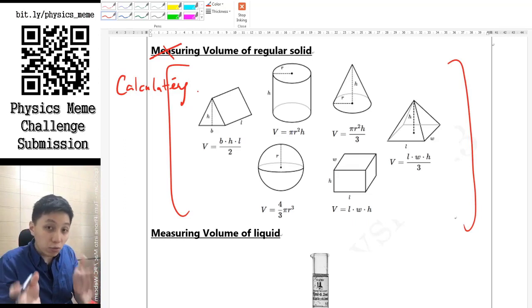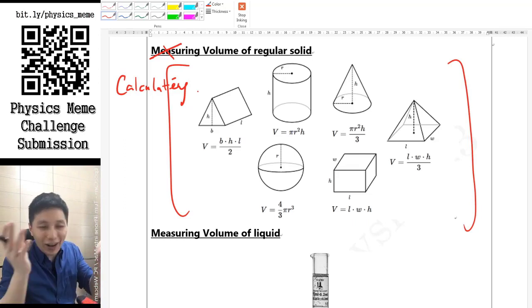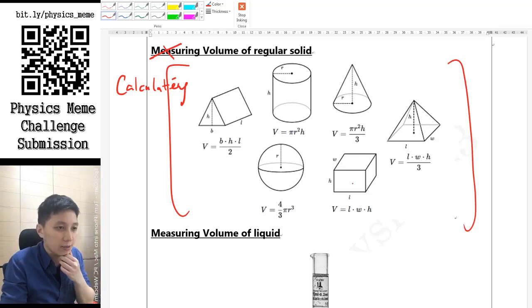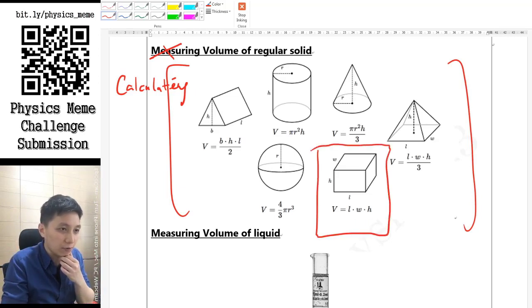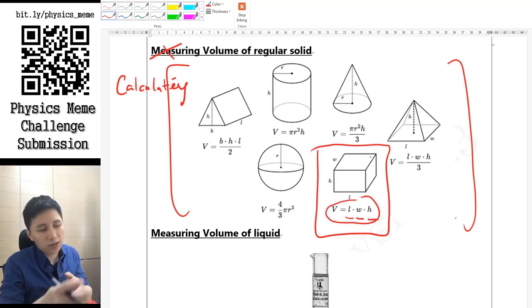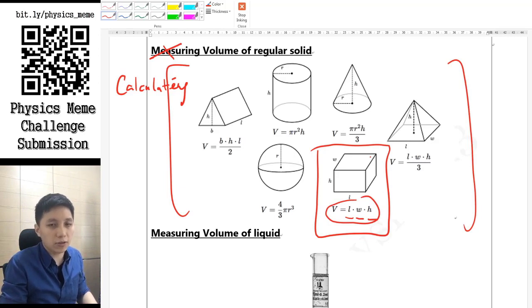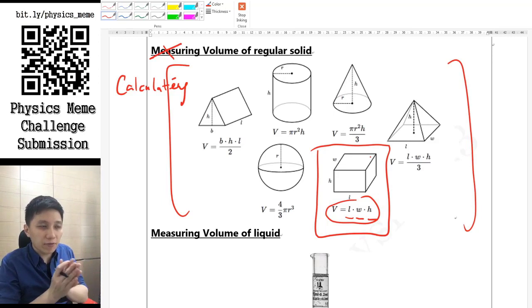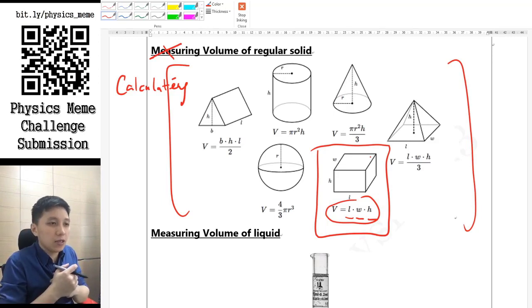Measuring is you have the tool to find out the volume directly. And for calculating, for example, if you are trying to find out the volume of these, you are actually measuring the length, measuring the width, measuring the height, and you can use this formula to calculate. Okay, so that will make a difference in the future when you do calculation and your lab report as well. However, this way of finding out the volume is not being much appreciated in physics. Do you know why?